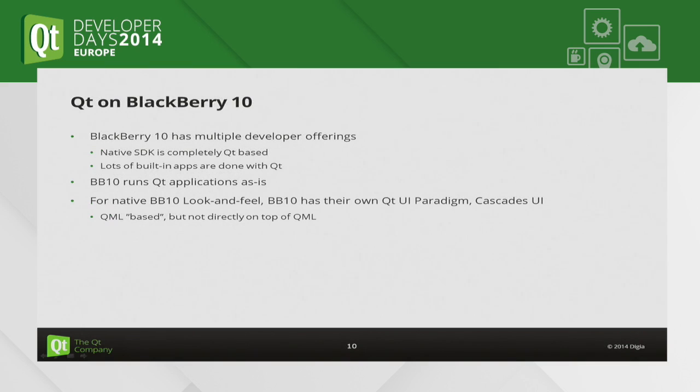Okay, then BlackBerry 10 is still supported. So BlackBerry 10 in general has multiple developer offerings, and the native one is Qt. But if you're doing Qt applications for BlackBerry, the regular ones would run there as is, but they also provide their own kind of a fork or side project of QML called the Cascades UI. So the UI part is something you might need to rewrite. It's rather similar, but still different.